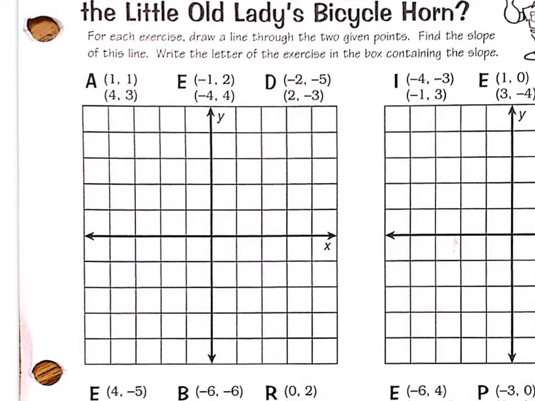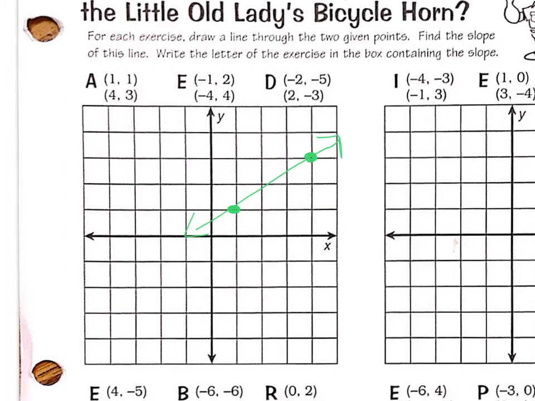So line A has the point 1, 1. So I'm going to put a point, let me pick a pen, I'm going to put a point at 1, 1, right there, and a point at 4, 3. So 1, 2, 3, 4, 1, 2, 3. And I'm going to draw a line through those points. Okay? Now, how do I find the slope of that line?